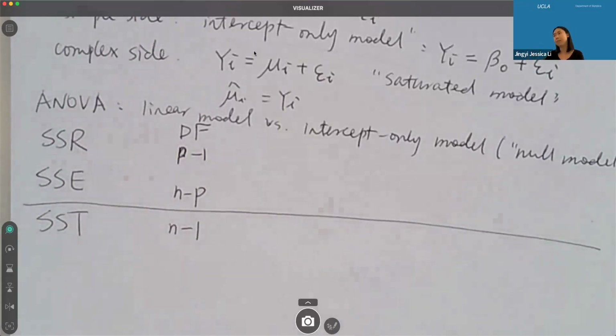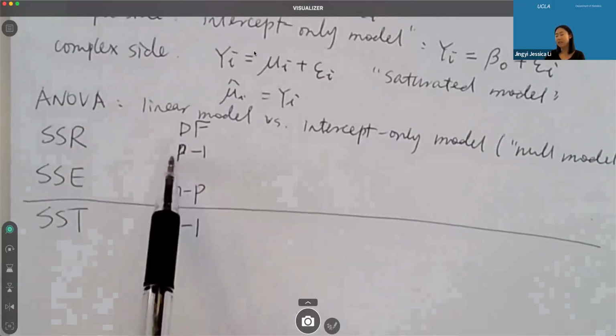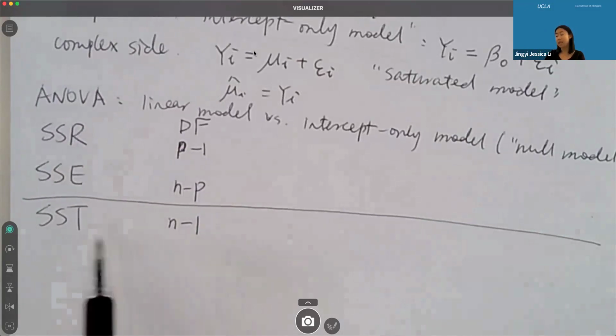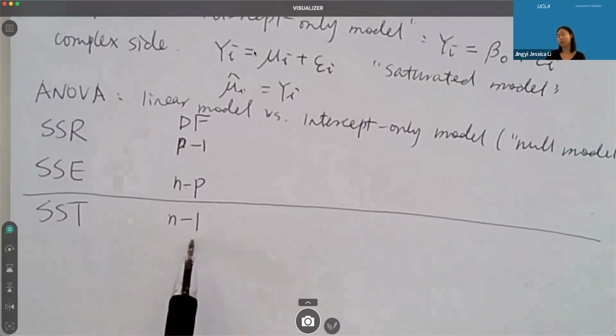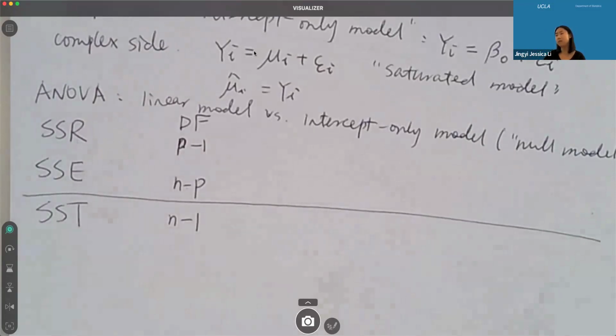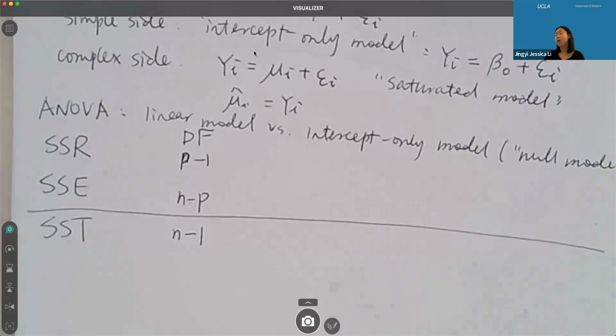Why is it p minus 1 instead of p? Because the model has p parameters. The reason is we are thinking about the model's gain over this SST, the intercept-only model. So compared to the intercept-only model, this model only has p minus 1 additional degrees of freedom. And also you can see that this is related to the fact I just described, that y1 to yn has the same average as y1 hat to yn hat. So they share the same mean.